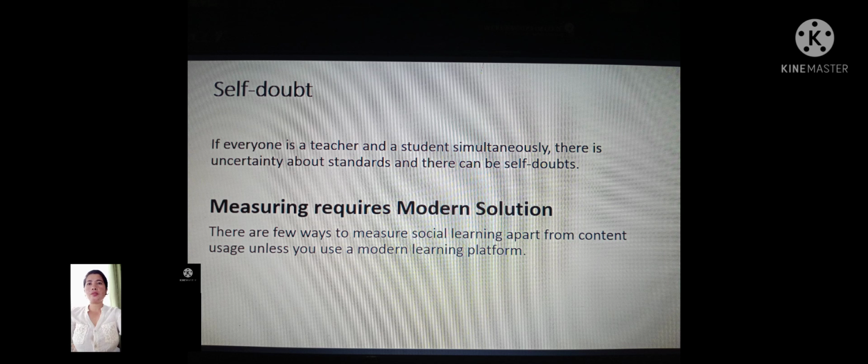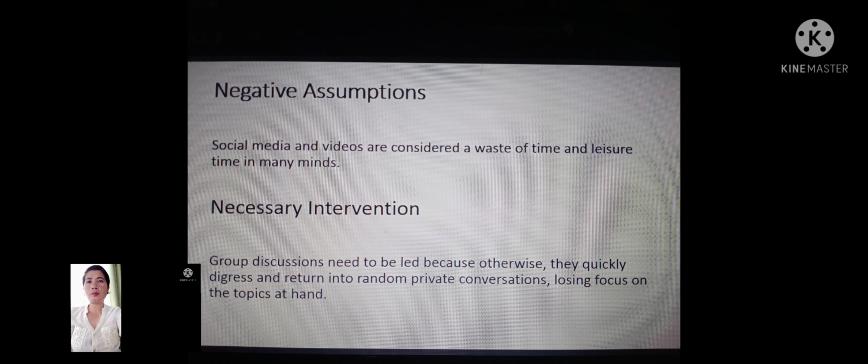So the next one we have self-doubt. Everyone is a teacher and student simultaneously, so there is an uncertainty about standards and there can be self-doubt. The seventh one, the next one is measuring. Measuring requires a modern solution. There are few ways to measure social learning apart from content usage unless you use a modern learning platform.